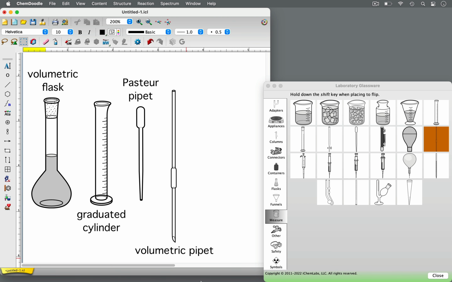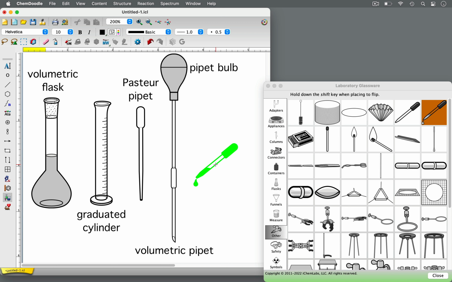Some, like a volumetric pipette, are used to measure and transfer an exact volume of liquid. A volumetric pipette is usually used in conjunction with a pipette bulb, which is fitted atop the pipette to aspirate and dispense liquids. An eyedropper is a similar tool to pipettes. While it doesn't deliver precise volumes of liquid, it can easily dispense very small amounts by the dropful.